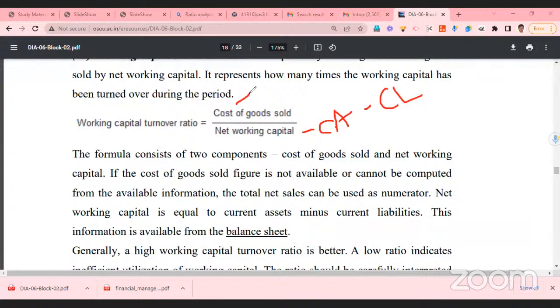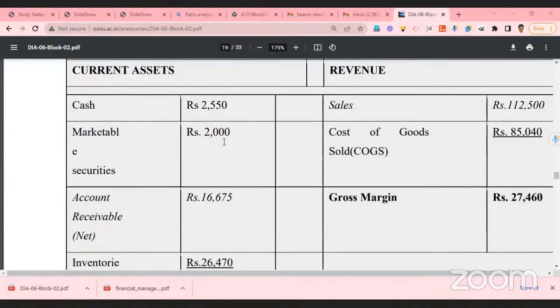So how do we calculate the cost of goods sold? What is the formula to calculate the cost of goods sold? I already explained this this morning. What is the formula for the cost of goods sold? Very simple: net sales minus gross profit. Net sales minus gross profit is also called the cost of goods sold. So we'll go for one problem. This is the market security margin.